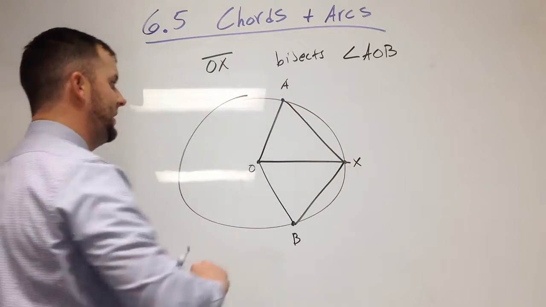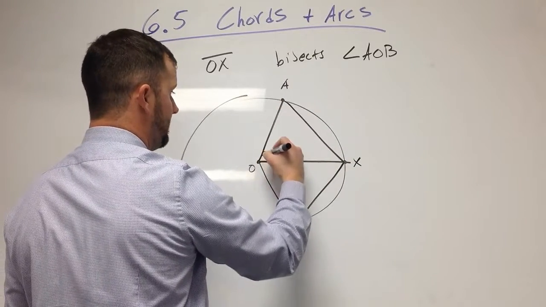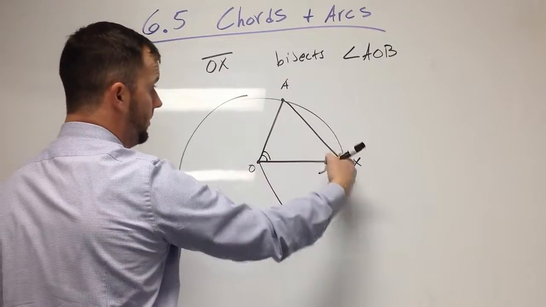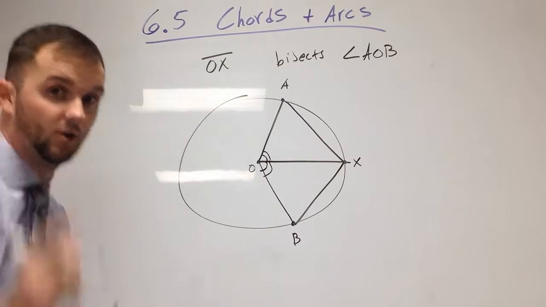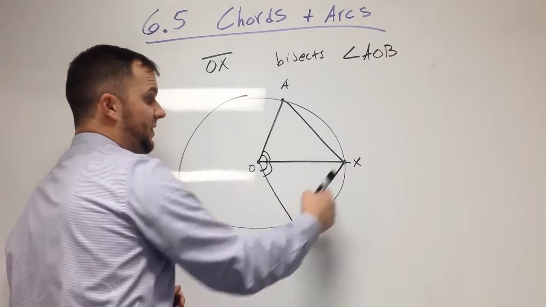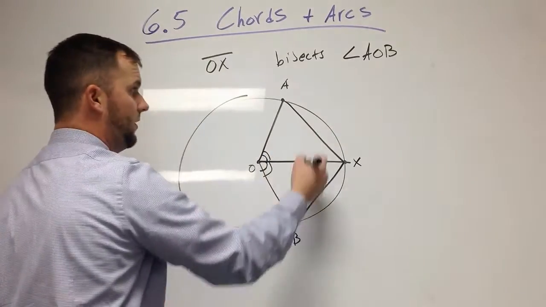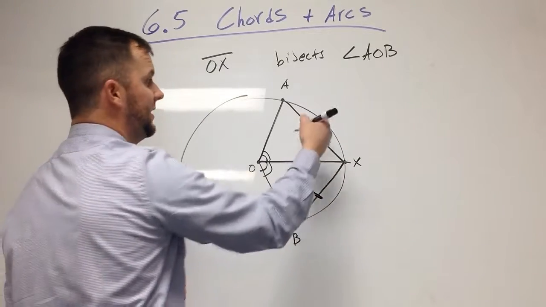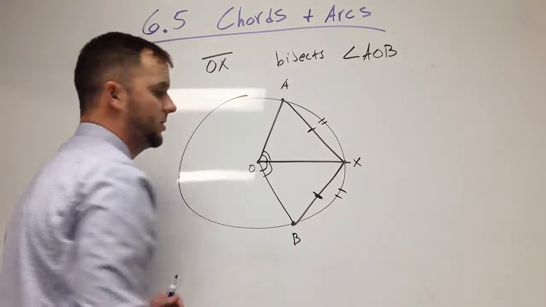So what that tells me is that AOX right here is going to end up being congruent to XOB right here. So that means those angles are congruent. Earlier we learned if the central angles are congruent, then the chords are congruent. If the chords are congruent, then the arcs are going to be congruent. So that means these two arcs are congruent.